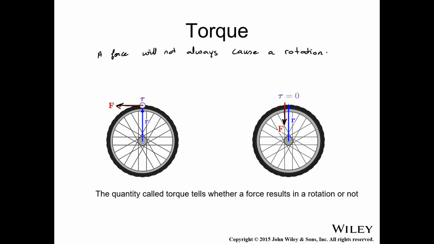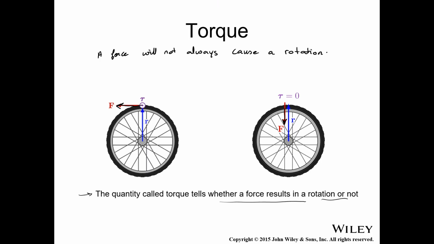Namely here, when I applied a downward force, there was no rotation. When I applied a tangent force, there was a rotation. In fact, for a force to make a rotation, it should always have a tangential part to the circular motion or the rotational motion. Now, to determine whether a force will make a rotation or not, I will define the torque. The torque is a quantity that will tell us whether a force results in a rotation or not.